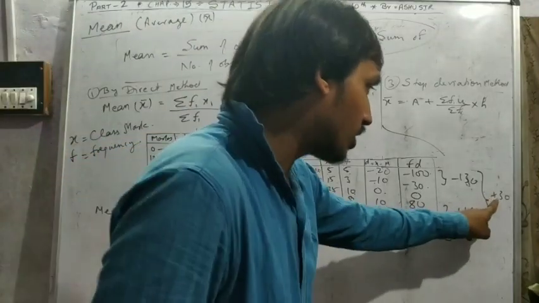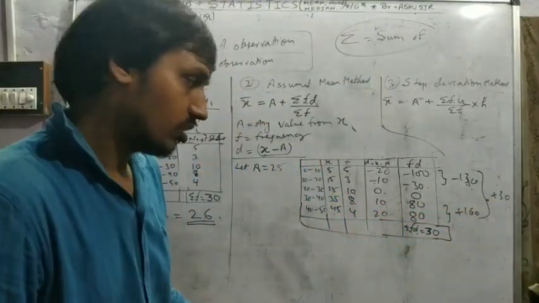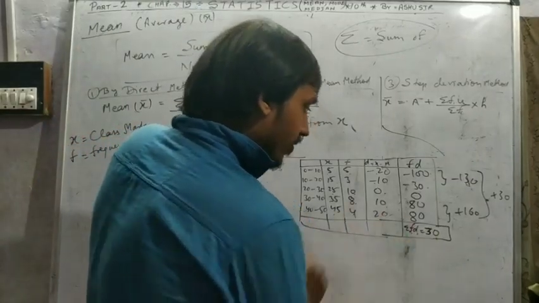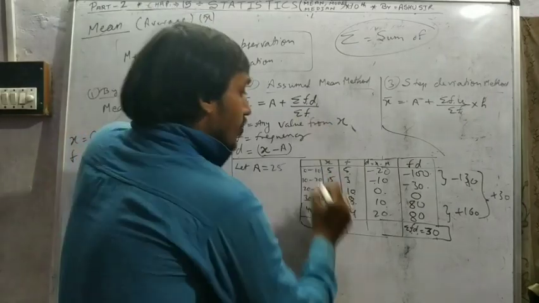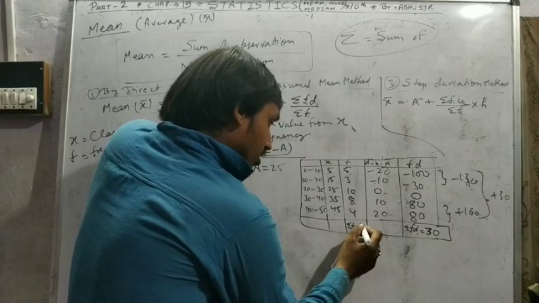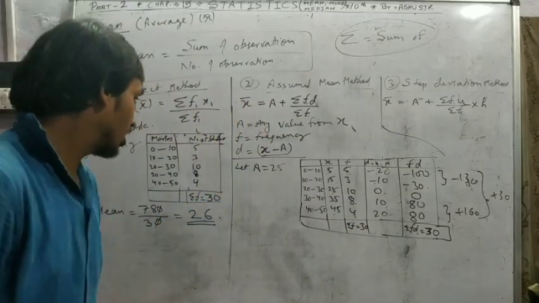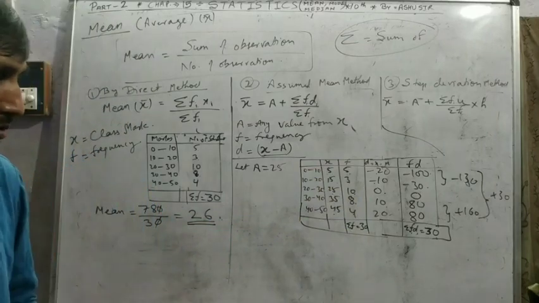Either you get positive or negative, it doesn't matter. Both you can take. Then 30 is the value of summation FD. The value of sigma F, summation F, we can already find here, that is 30. Any doubts in these steps? I hope you have no doubts.